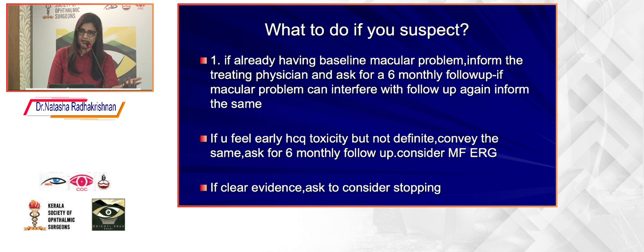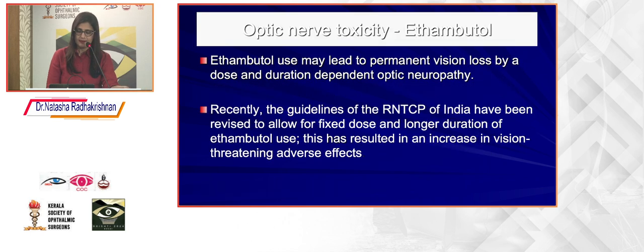And if there is clear evidence, ask to consider stopping. Again, you don't tell the patient you're losing vision, you have to stop your HCQ. No, because it's a very, very important drug for the rheumatologist. So you have to write to the rheumatologist saying this patient has what appears to be early signs of HCQ toxicity from the investigations that we have done. Kindly consider stopping or switching to another drug, and put the ball in their court. Let them decide whether they want to continue or stop or taper and then switch to something else.